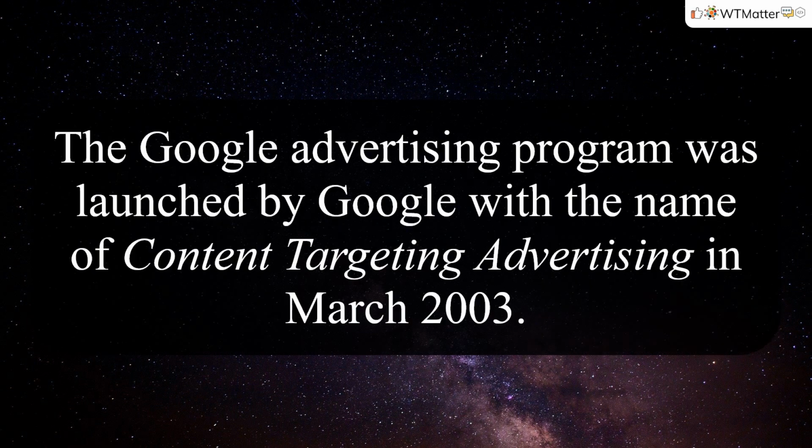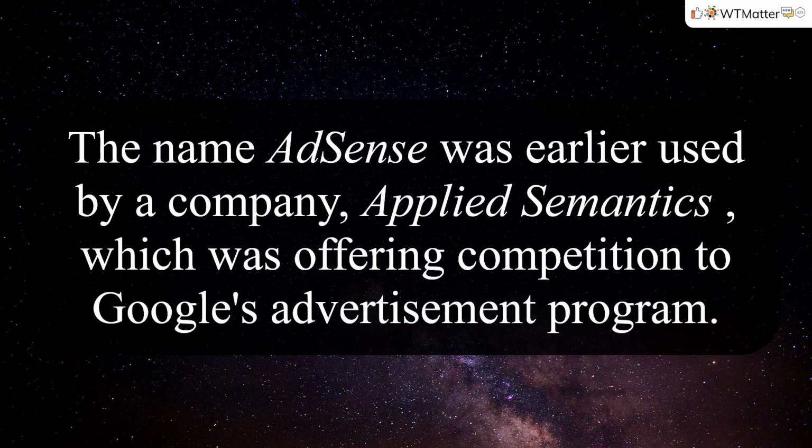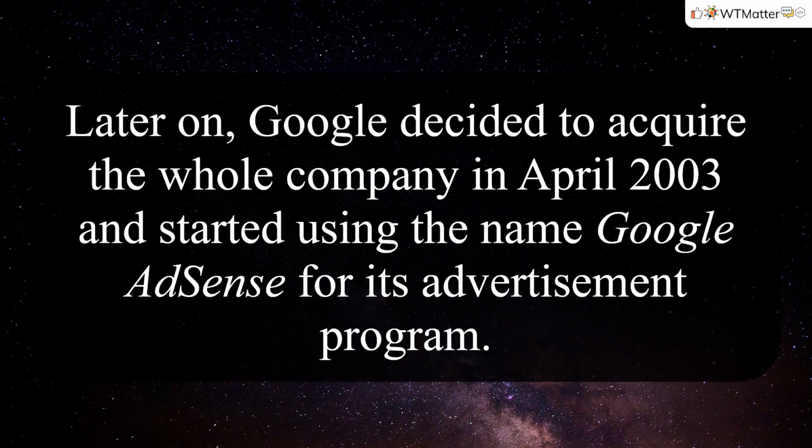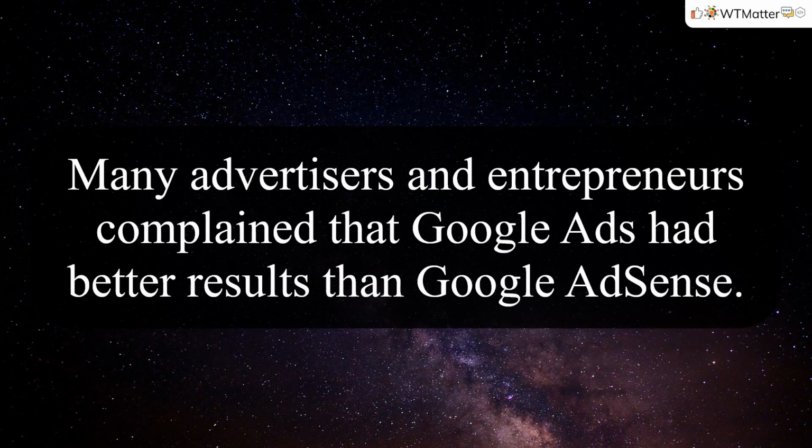History. The Google advertising program was launched by Google with the name of Content Targeting Advertising in March 2003. The name AdSense was earlier used by a company, Applied Semantics, which was offering competition to Google's advertisement program. Later on, Google decided to acquire the whole company in April 2003 and started using the name Google AdSense for its advertisement program.